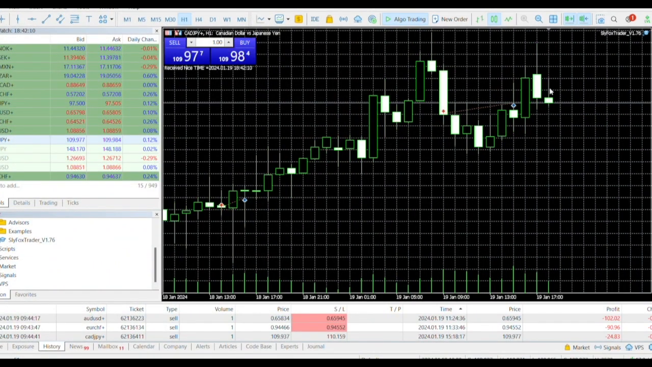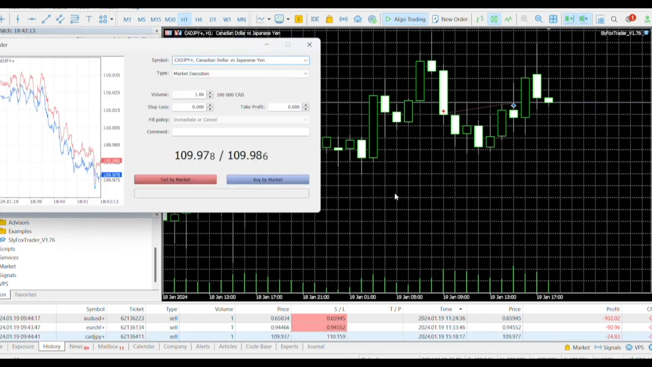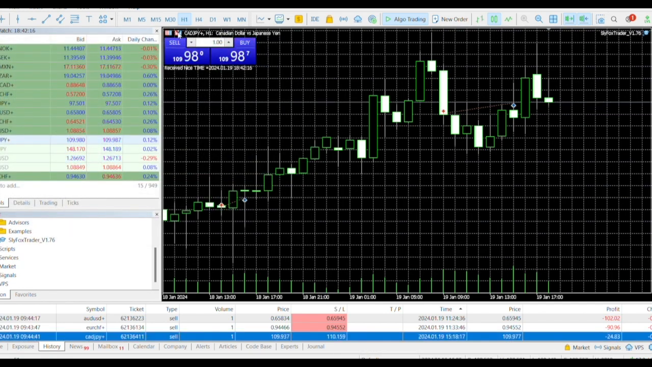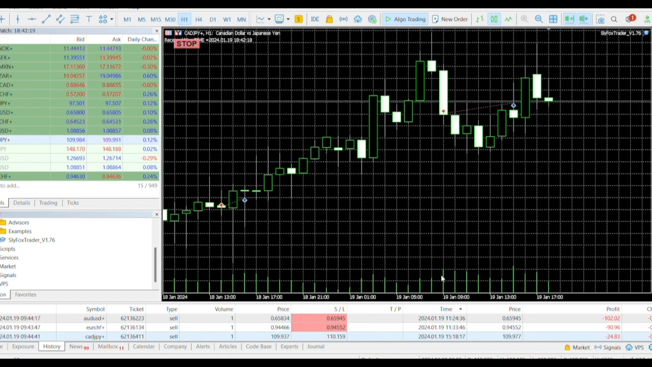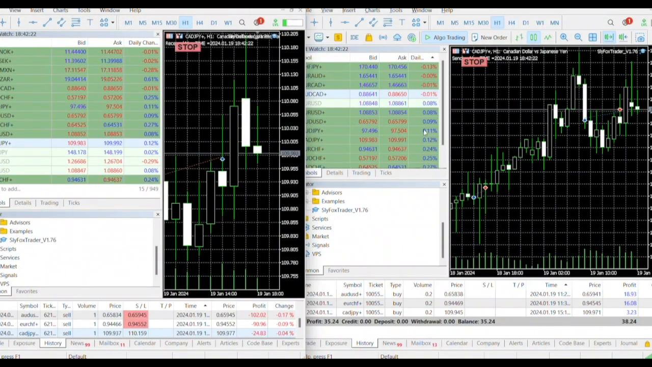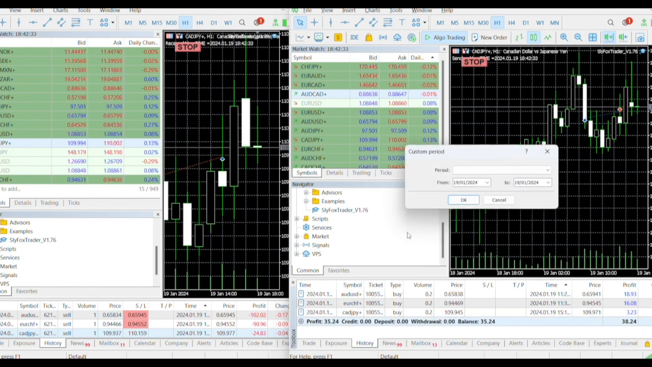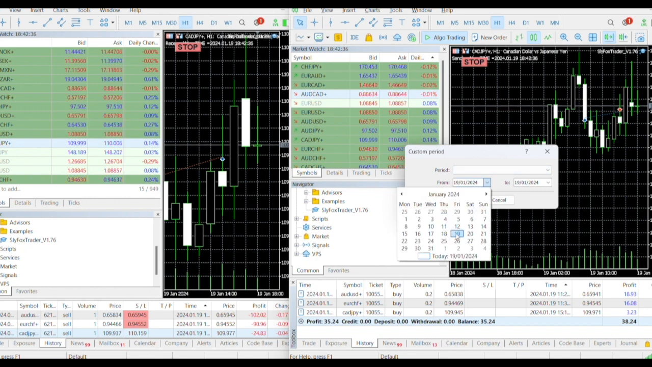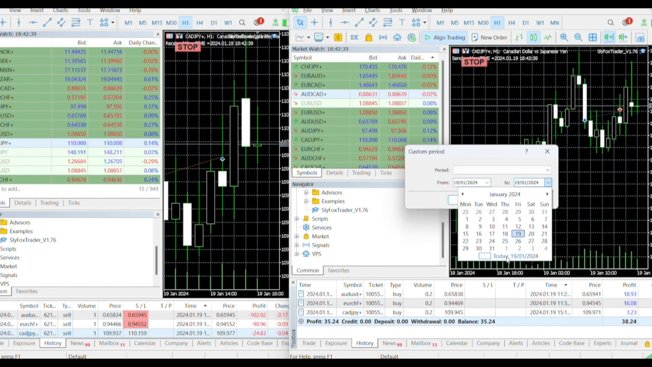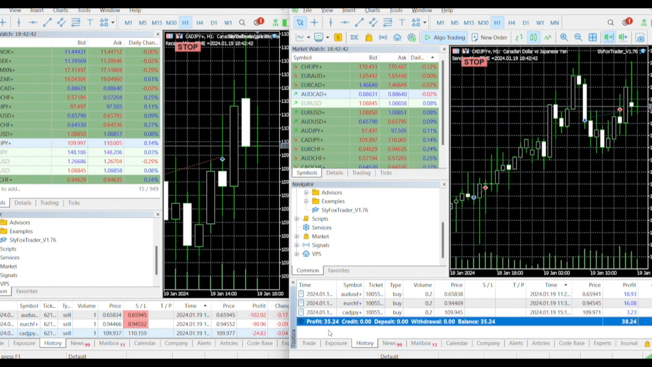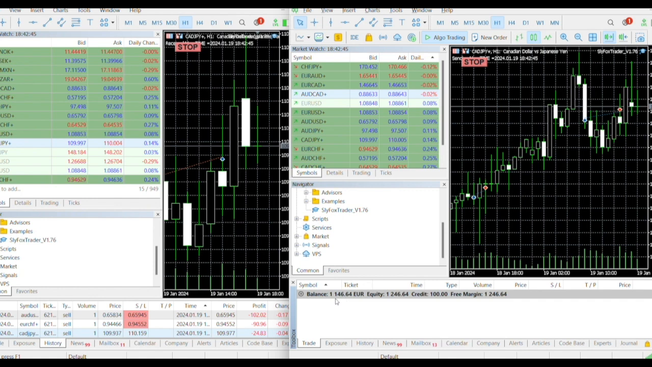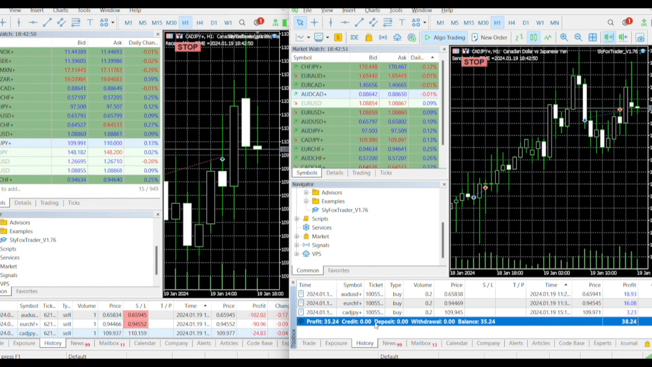As you can see here, all these 3 trades were closed in the profit zone here. I can now, as you can see, set the custom period just for today. This is the amount. The new balance is 1146.64.